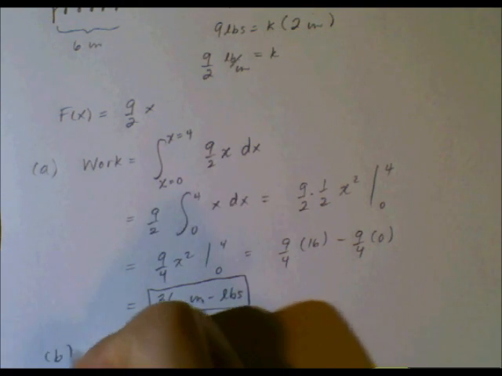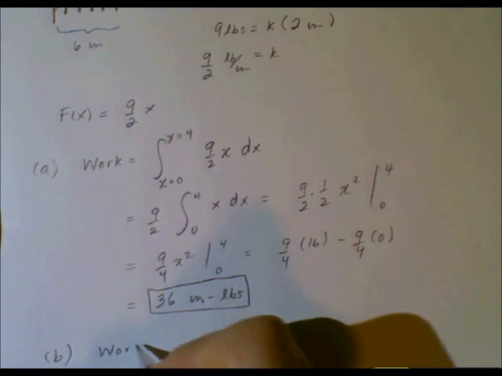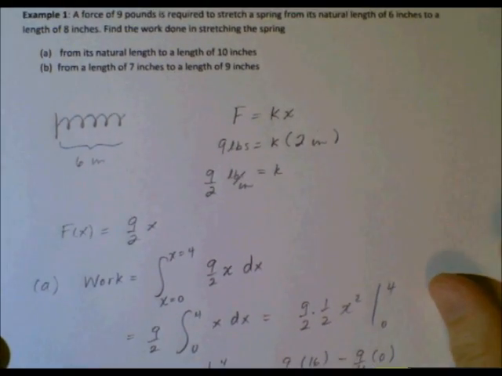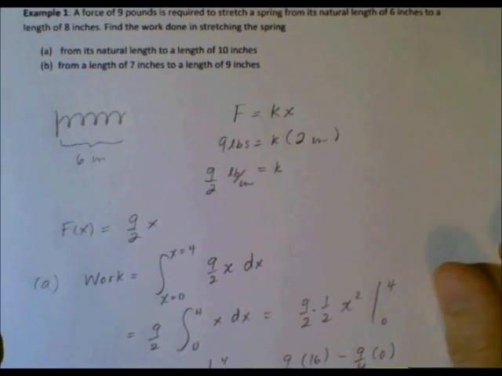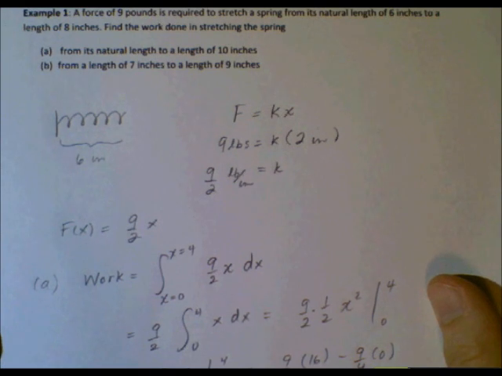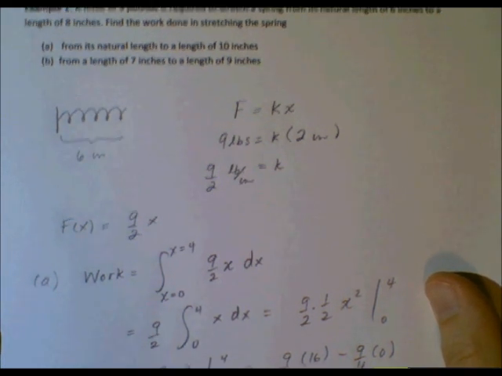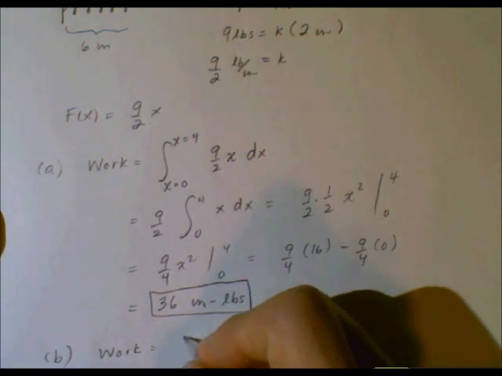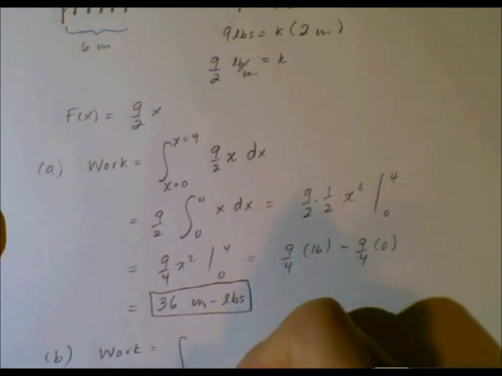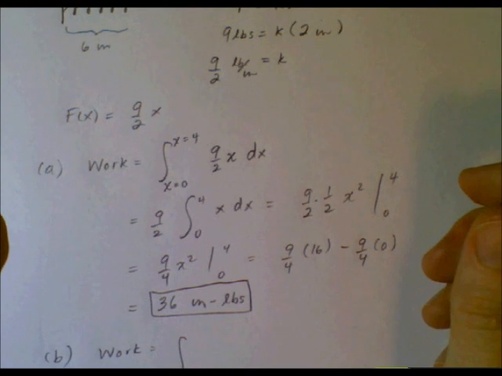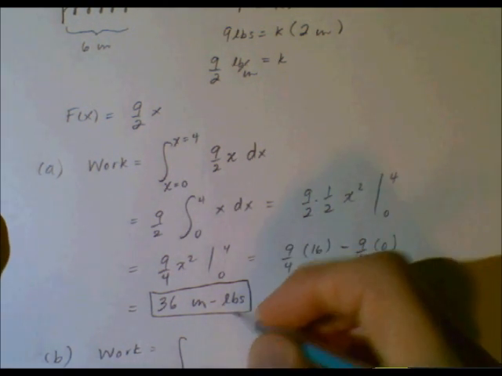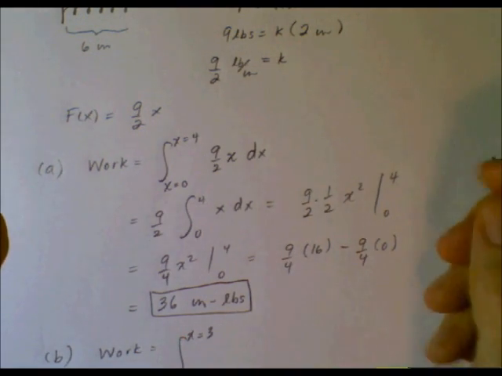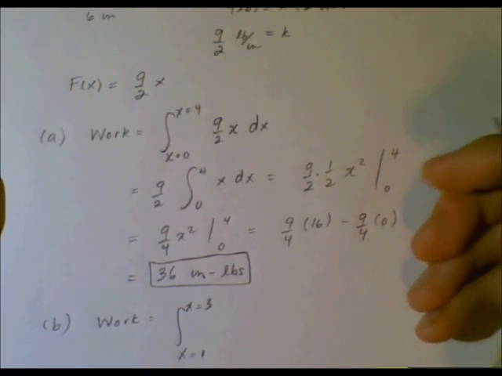Now what about the second scenario? It says find the work done in stretching the spring from a length of 7 inches to a length of 9 inches. Well, 7 is one more than 6. 6 is the natural length. So 7 corresponds to x equals 1, and we're stretching to 9 inches? 9 is 3 more than 6, so x equals 3 is the upper limit. You don't have to put the x in the limit, but whatever.